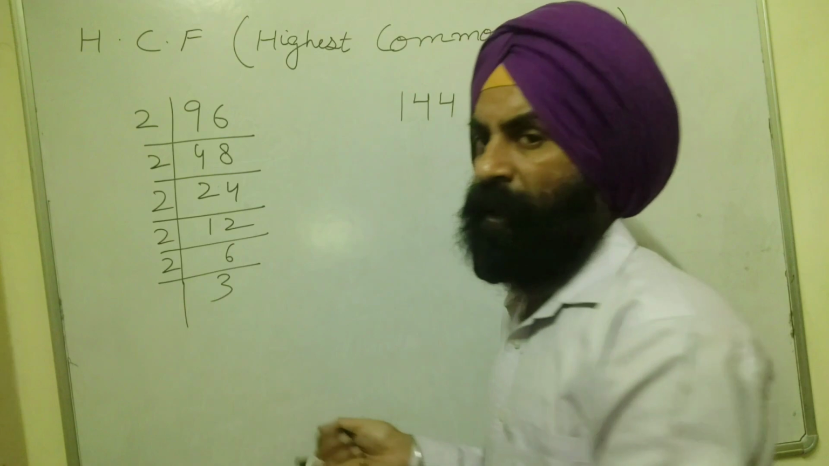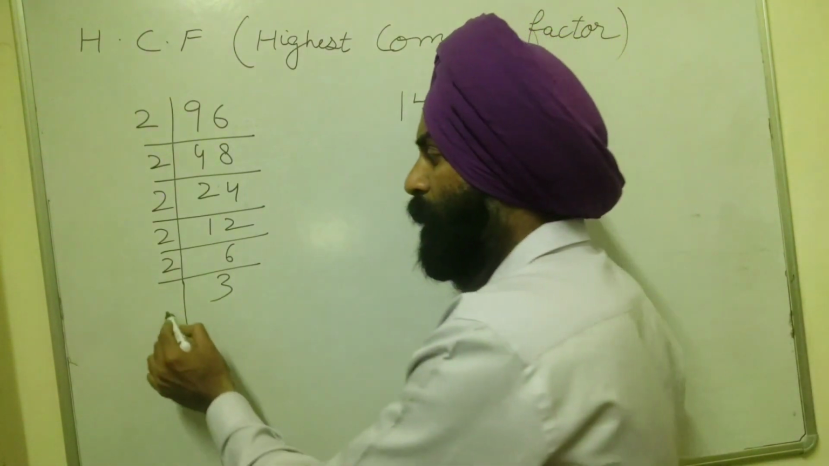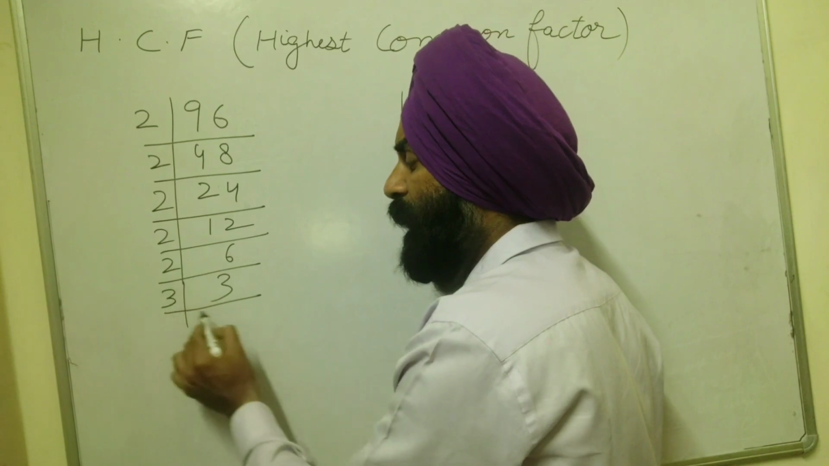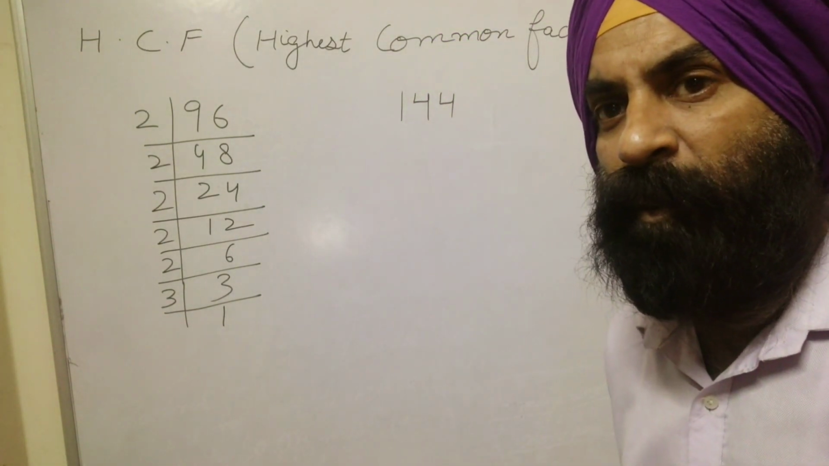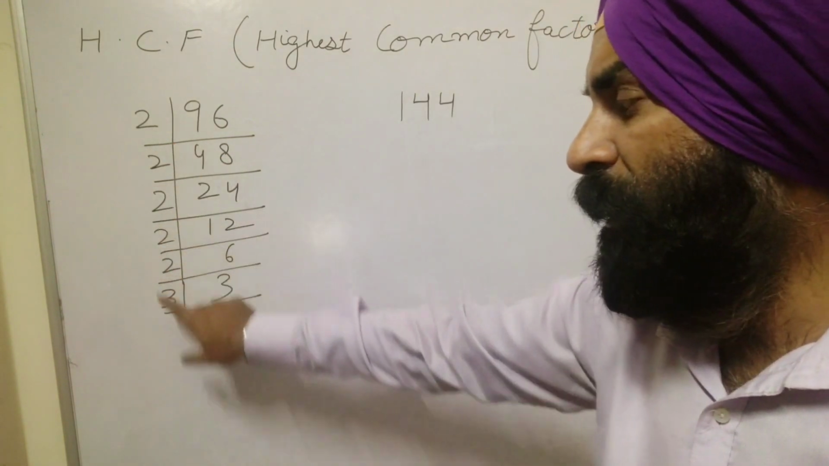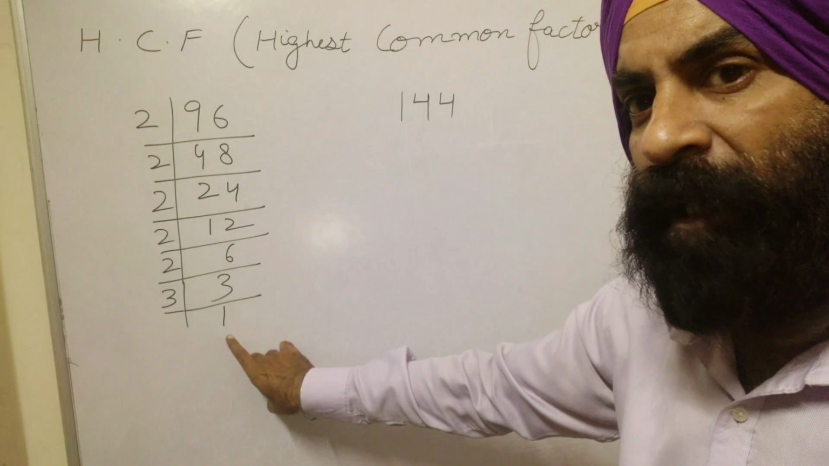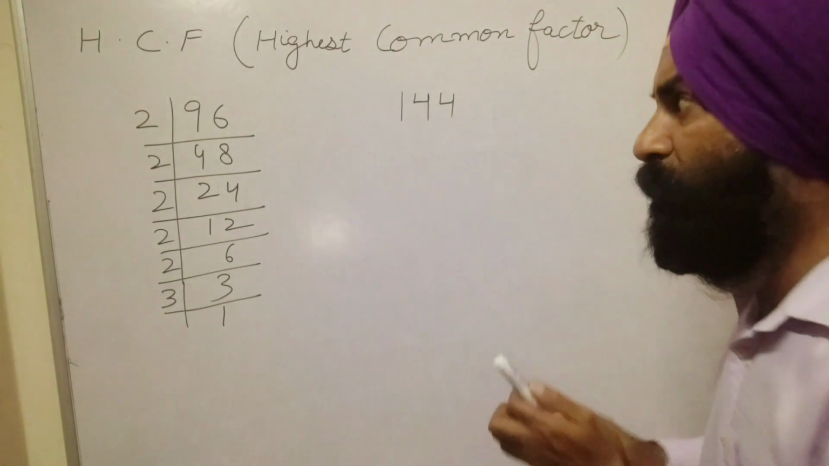And you all know the last number we got is 3. It is again a prime number. So it is divisible by 3. 3 times 1 is 3. So in prime factorization, we use only prime factors and we continue till we get the last factor as 1. Now similarly do the prime factorization of 144.